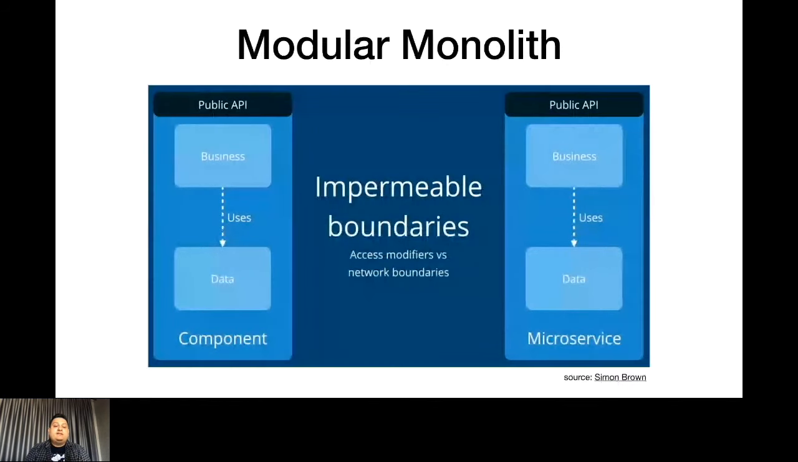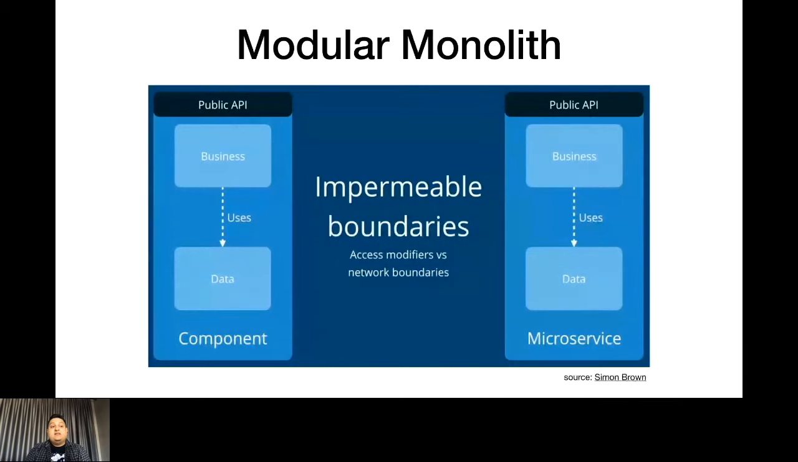So what are the biggest selling points which this approach shares with microservices? They both have high cohesion, they are loosely coupled, they both work around bounded context, they are encapsulated, substitutable, and focused on one single business capability. The only difference between our component and a microservice is that the public API in our component is probably some kind of access modifiers in the programming language, whereas in microservices it's some kind of network protocol. So we are dealing with network boundaries.